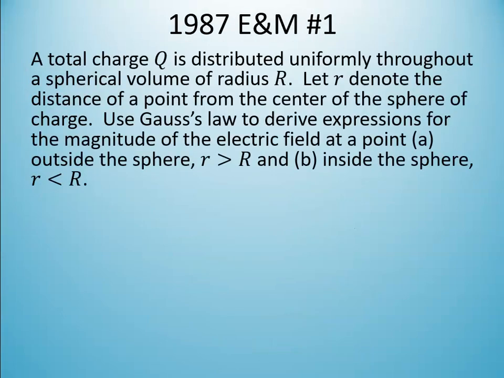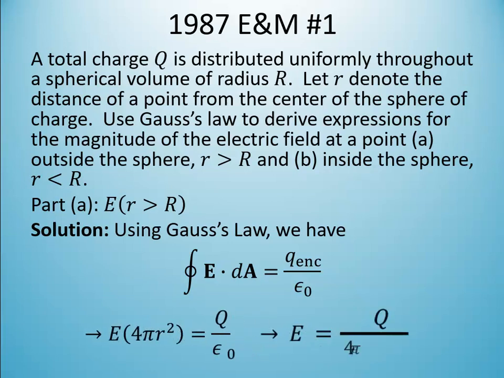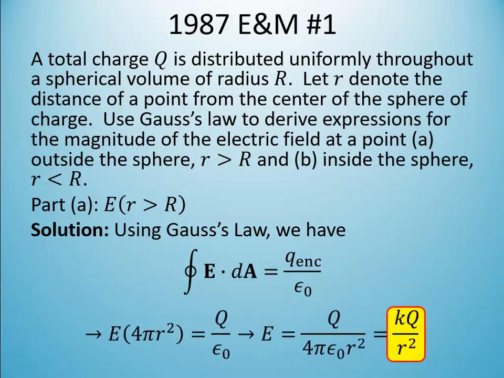Just going back through to see where the points were awarded. In part A, they awarded a point for writing out Gauss's law. And strangely, they actually awarded a point for specifically factoring out E, and then they awarded another point for plugging in that the integral of dA is 4 pi r squared.